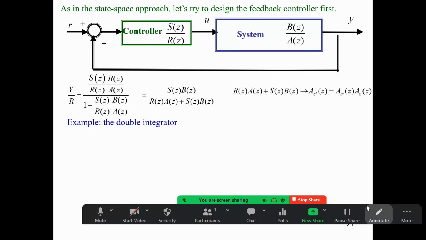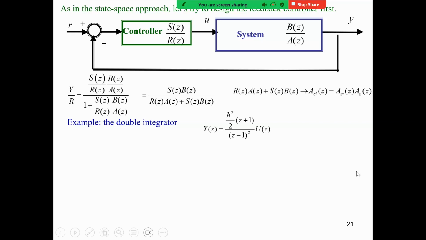Let's first work out a solution for the double integrator. For the double integrator, from the table I showed you at the beginning, the transfer function for continuous time is just 1 over s squared. For discrete time, there is an extra zero there, but the denominator is just (z minus 1) squared. In this case, let's be very clear about what A and B are. Here, this is A, and B is the numerator.